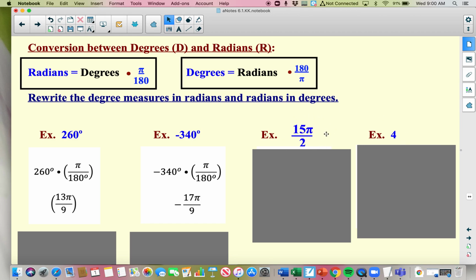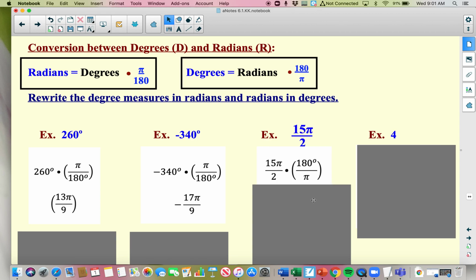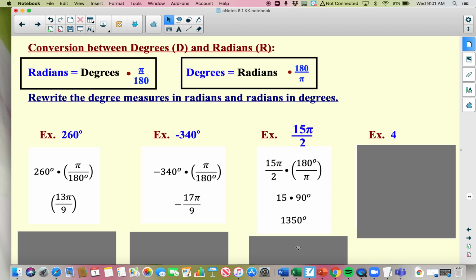Vice versa, if you're in radians, 15 pi over 2, so no degrees, I'm going to multiply by 180 over pi. And then if you cross reduce, like 2 goes into 180 90 times, so I could go there. The pi's cancel out. So I'm really just left with 15 times 90, which is 1,350 degrees.